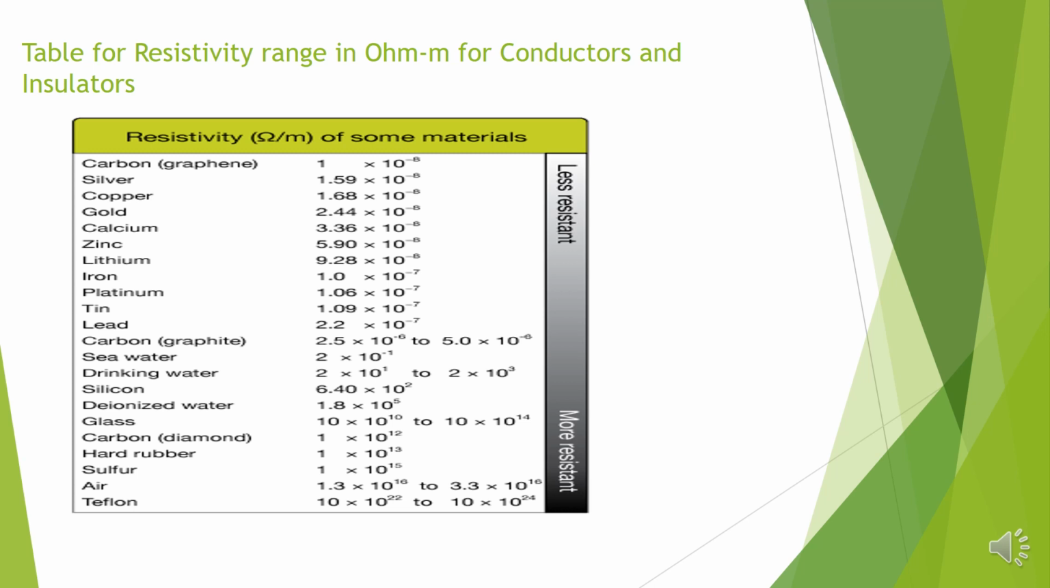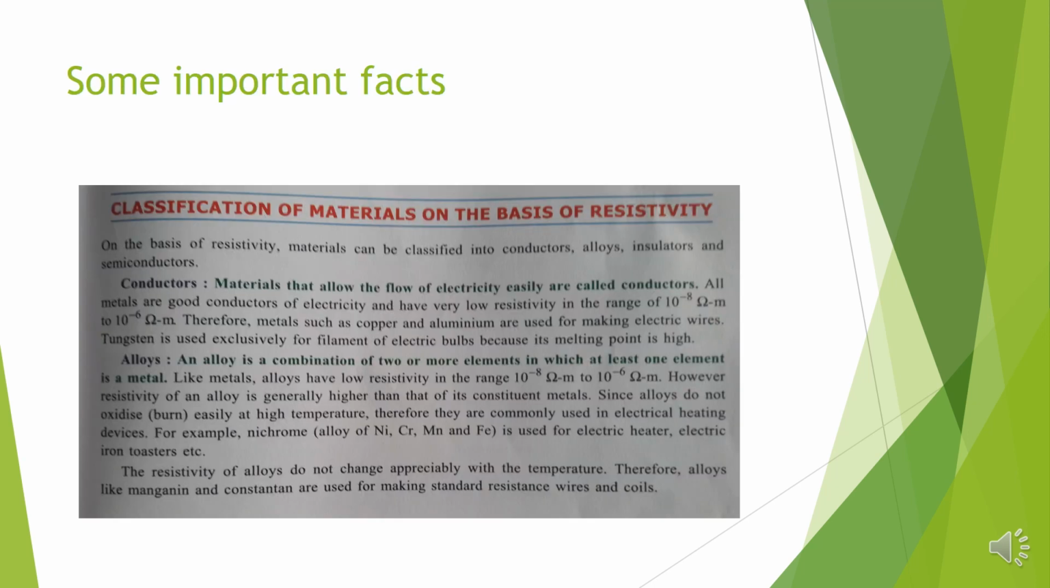So please have an idea. And the resistivity unit given in this table is ohm per meter. It is ohm meter actually. Please note it. Some important facts. Classification of materials on the basis of resistivity.